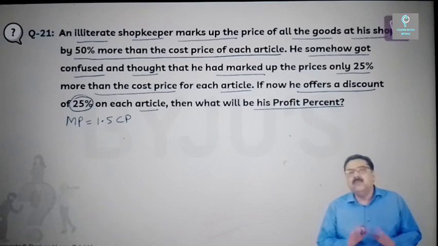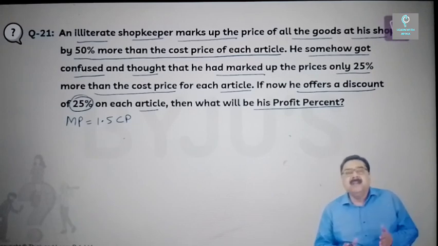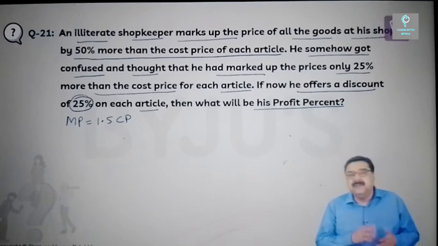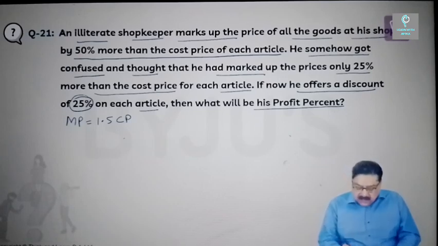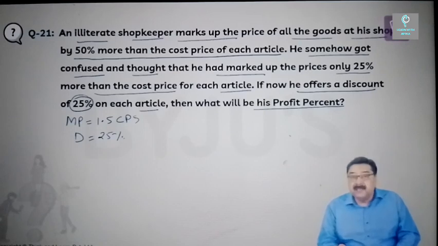So we are not bothered about the shopkeeper getting confused and thinking that he had marked up the price by 25% or 50% or 30%. But what we are bothered about is discount that now he is going to offer. So the discount is 25% on this item, on the mark price, which is given to us here as 1.5 times CP.